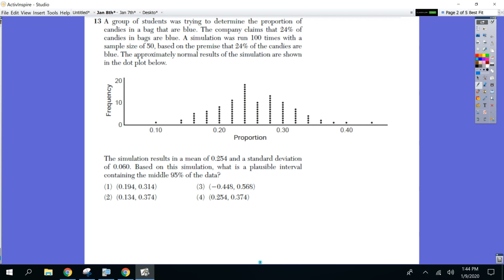There's a lot going on there. Here, it's pretty simple. I gave you the mean for this simulation. I've given you the standard deviation for this simulation. What I want is a plausible interval containing the middle 95%. Anybody want to reword that question for me? What's the confidence interval? That's it.